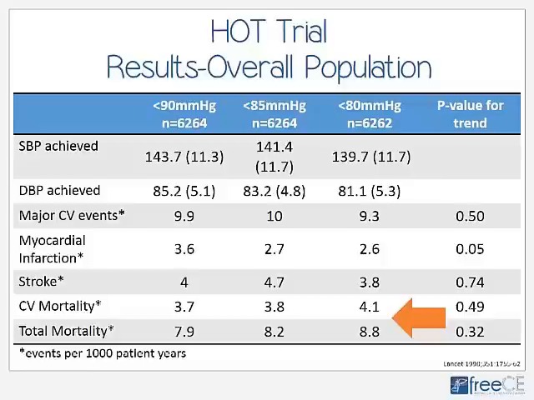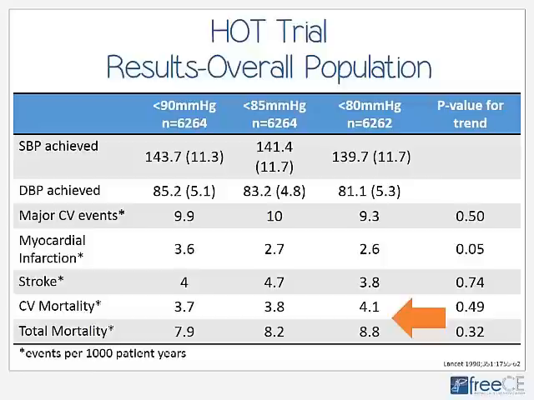You can see, looking at the different events, really no difference in the total trial population in terms of major cardiovascular events, the number of myocardial infarctions, strokes, or mortality. No difference between those 3 diastolic blood pressure groups. So we can't say that a lower diastolic blood pressure is better than a higher diastolic blood pressure in terms of cardiovascular events. One thing I do think is interesting is looking at those mortality numbers.